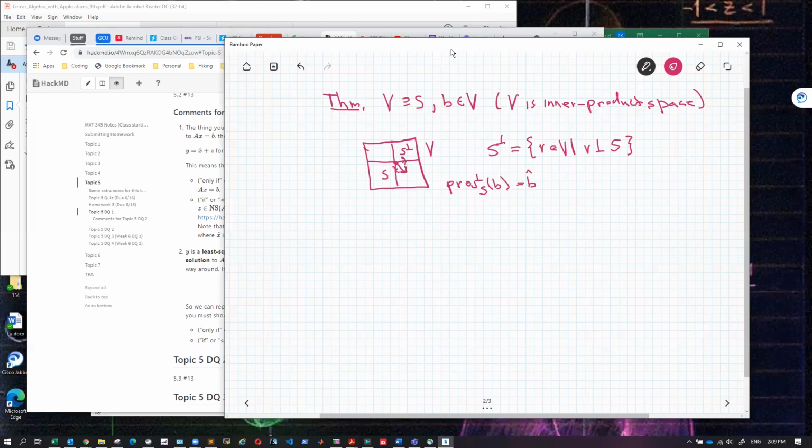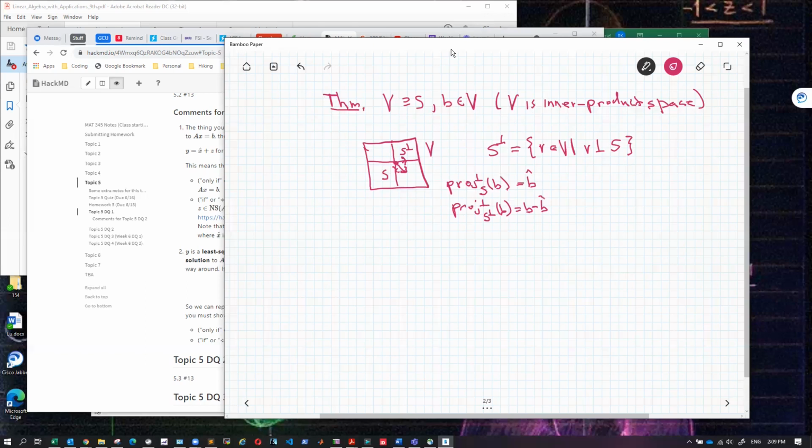And then the projection onto the other part, the perpendicular projection onto the perpendicular part here, would just be B minus B hat. It would just be the leftover part. Sometimes we call that a residue, okay? But the theorem is that this B hat is unique, okay? There's only one B hat like this, okay?